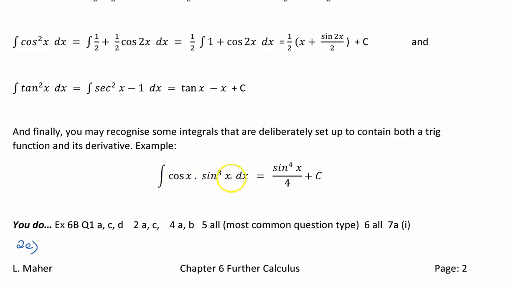So when you see that, hopefully you will recognise that situation, and it is simply that you add 1 to the index on sine, divide by that new index, and add the constant. And you can always check: differentiate that and see if you get that as the result. And like I said, I will do question 2E because it's also one where there's a product and a combination of terms, but it's a little bit different to that one. Hopefully you'll be right then to do 6B.